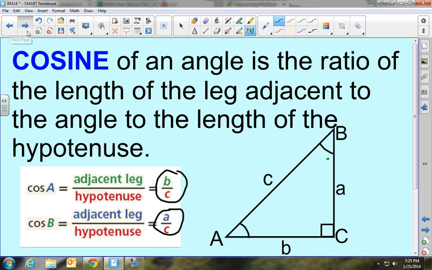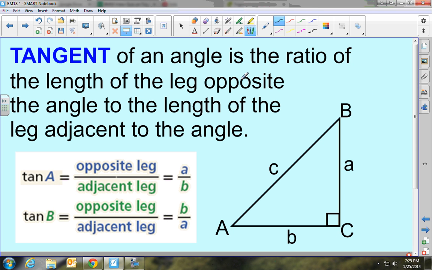And the last term is tangent, and tangent is the opposite side over the adjacent side. So if we're talking about the tangent of A, we're talking about the opposite side, which would be A, over the adjacent side, which is B. And that's listed here, A over B. If we're talking about the tangent of B, we just flip it, B over A. And you notice on all these examples, we're never talking about angle C because we already know angle C. It's 90.